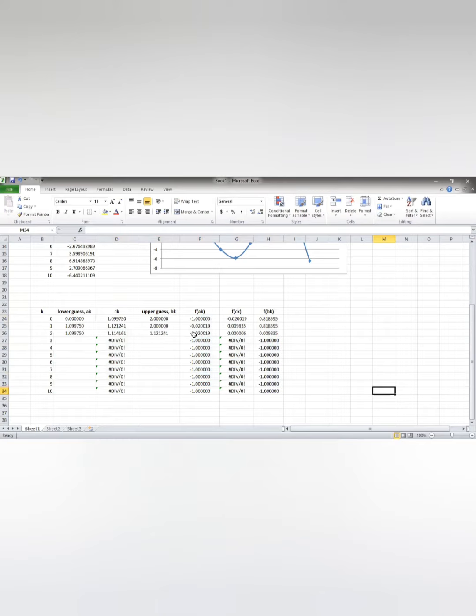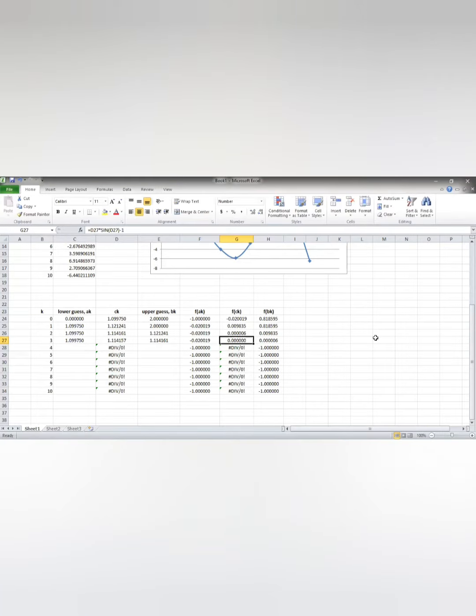Okay, so next is this one. Again, for the third iteration, our lower value will be the value of a, then our upper value will be the value of c. Okay, then the same. So see, the function of c becomes 0 at the third iteration. So it converges faster using this method compared to the bisection method.